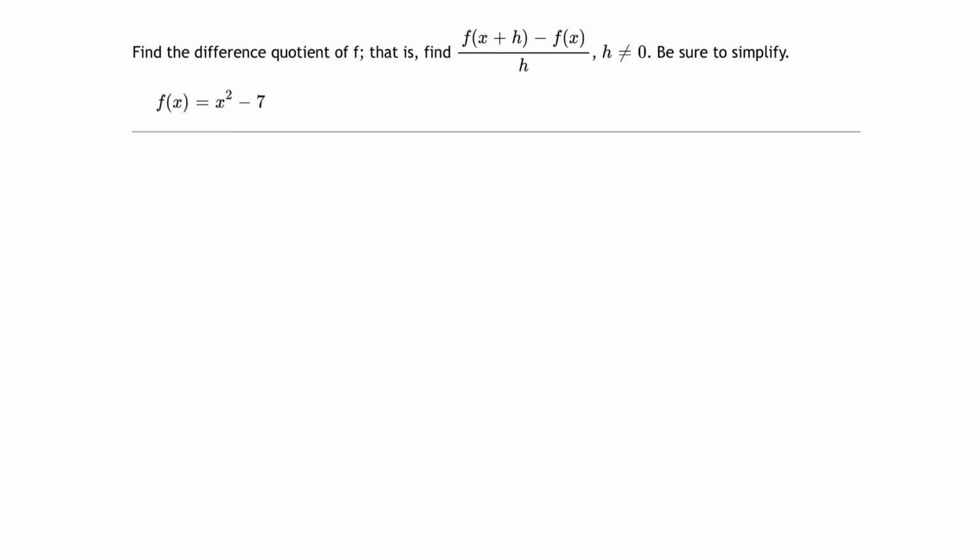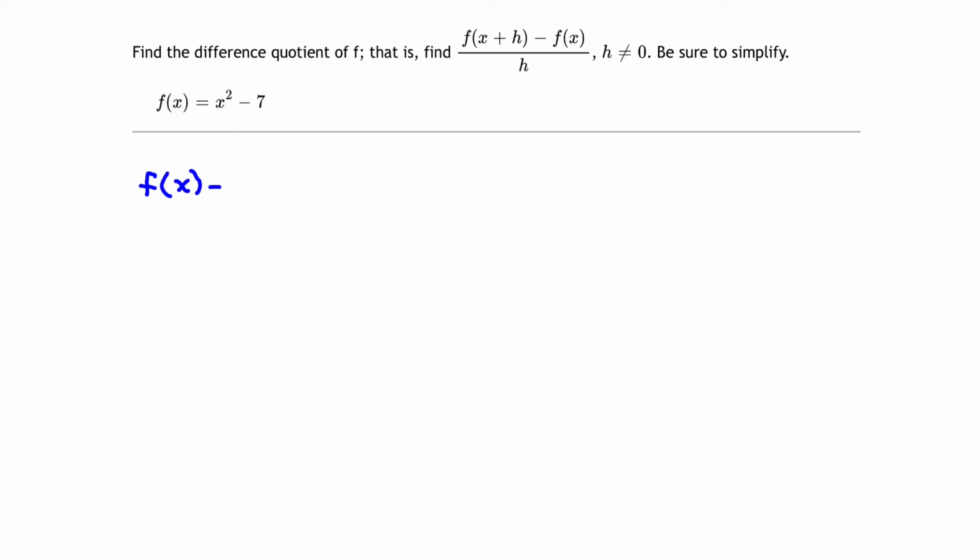Hello students, in this video we find a difference quotient, that is f of x plus h minus f of x divided by h, where f of x equals x squared minus 7. To begin, I want to write down a few preliminary expressions, namely I like to write down both f of x and f of x plus h.